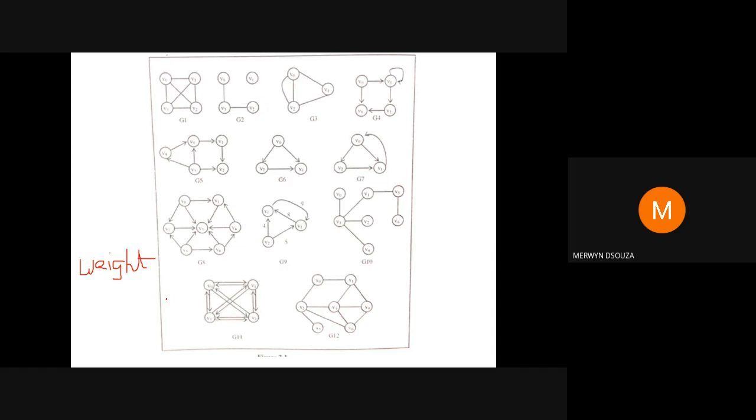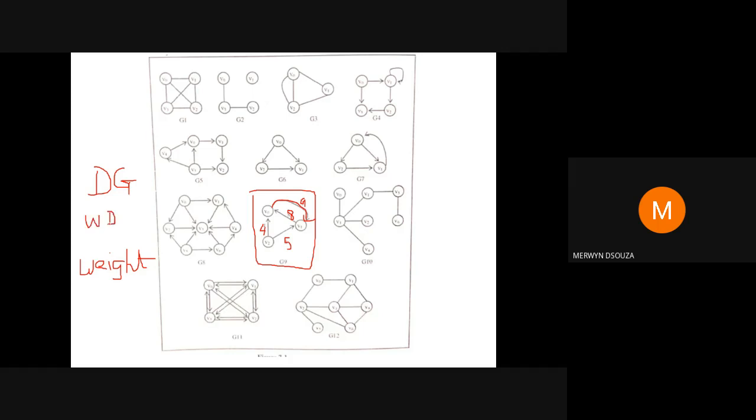A weighted graph is also known as a network. You can look at this example here. Each edge has been associated with a non-negative number. These numbers are known as weights. And there's some direction associated, you can see, so this is a weighted directed graph. It could also be called a directed graph; it means the same thing, directed graph or weighted directed graph.